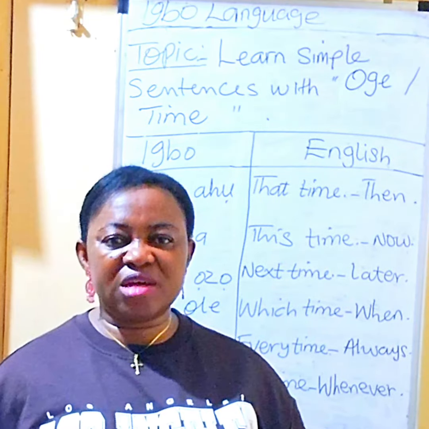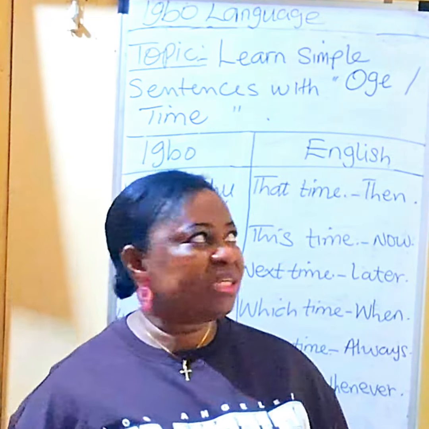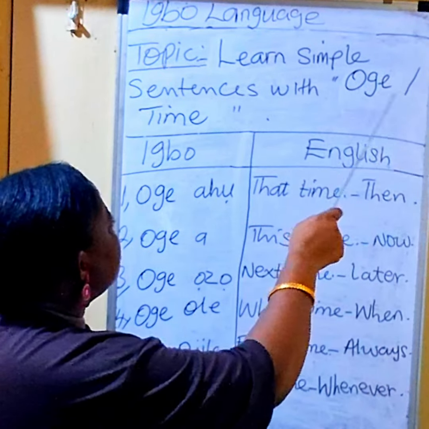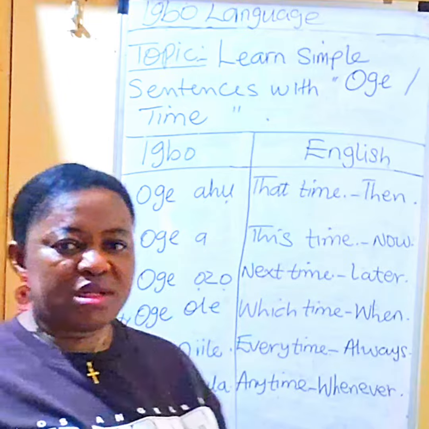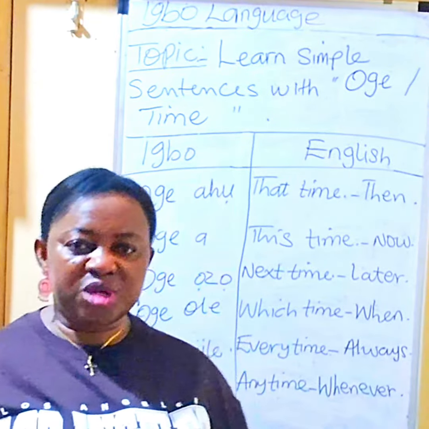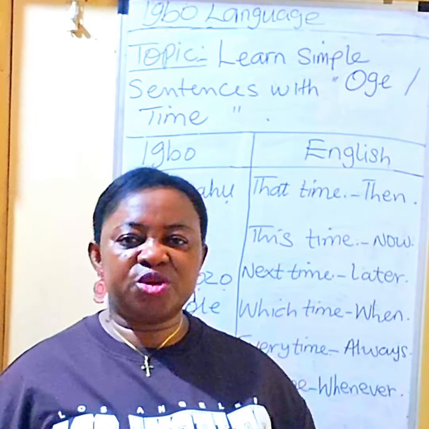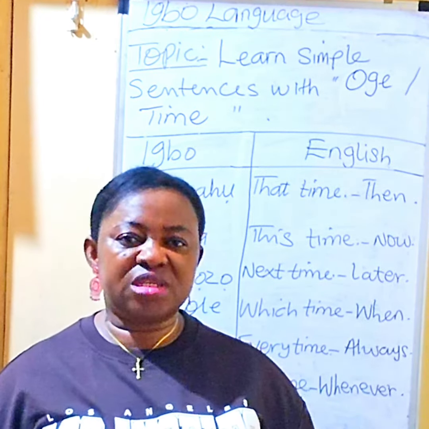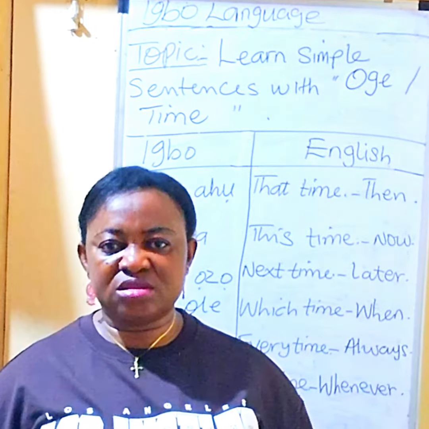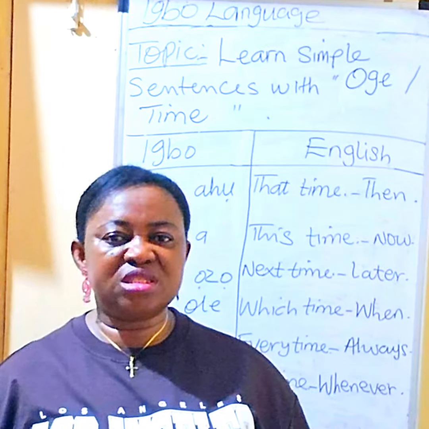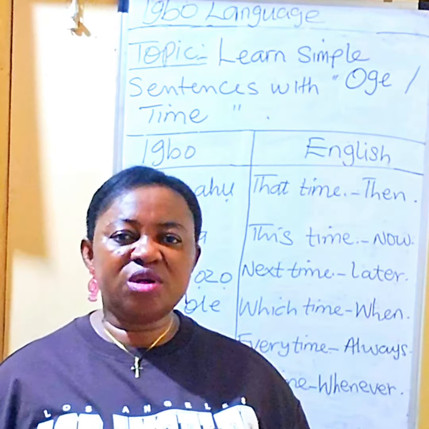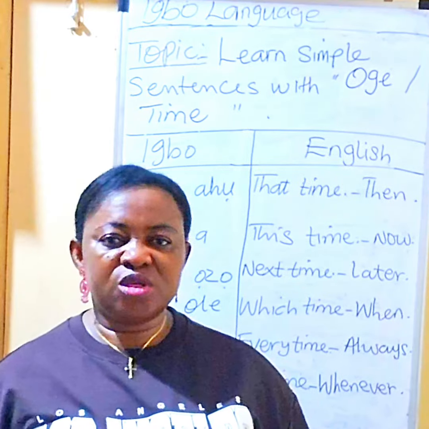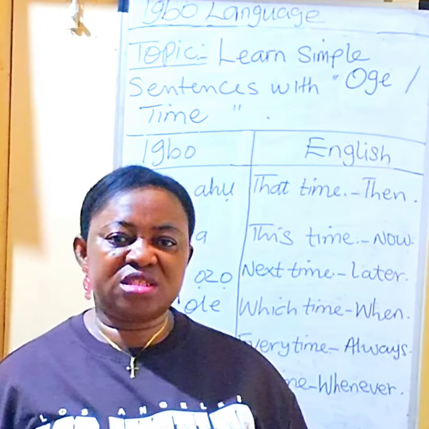We have Igbo language. Our topic today says, learn simple sentences with oge or time. Last time we learned about mgbe, meaning period in English. And we said that mgbe and oge, they are just the same thing. But mgbe means period, while oge means time. Oge means time. So let us see it in sentences.